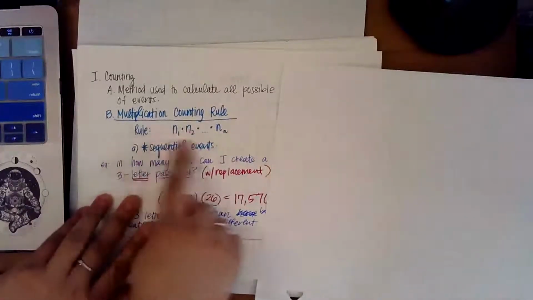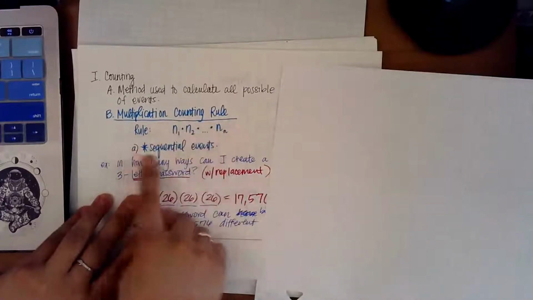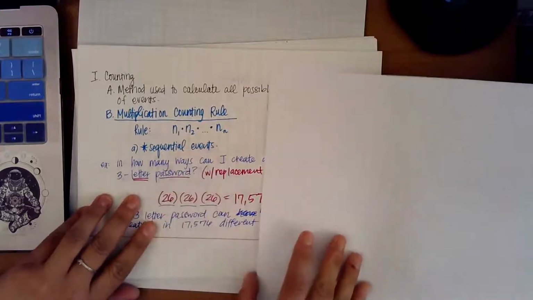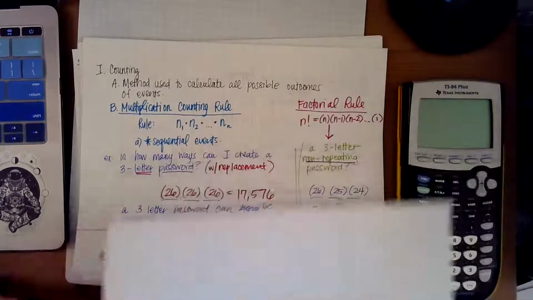Okay, and the multiplication counting rule is right here. I look at the sequential events and I look at those outcomes and I have to multiply them together and it'll figure out what it is. So let's look at an example.